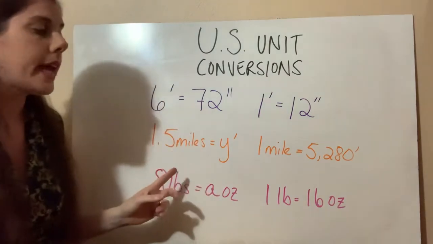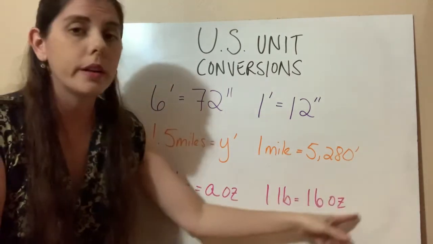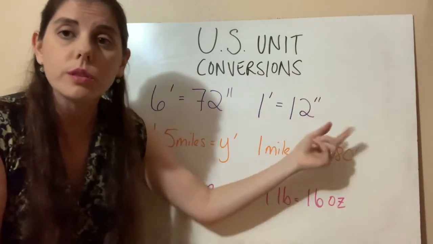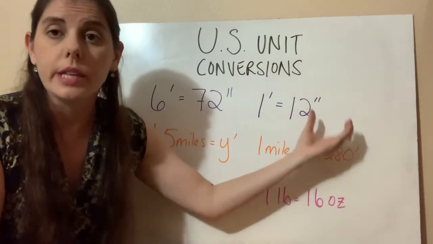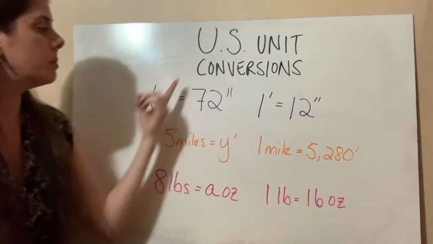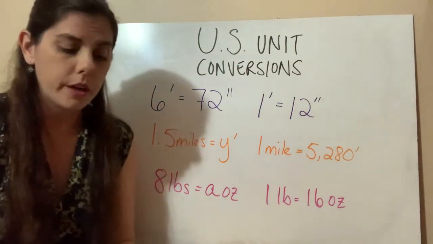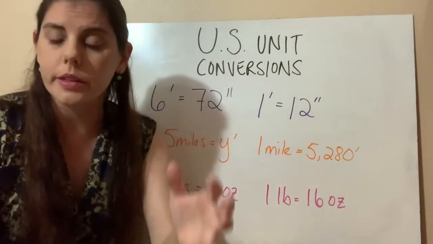So again, you're just taking the smaller unit. The smaller unit is the ounces or the feet or the inches, and how many of those are in one of the bigger unit measurement, and you take that smaller one and multiply it by the total of the bigger one, and that'll help you go back and forth. Hopefully that makes a little bit of sense.